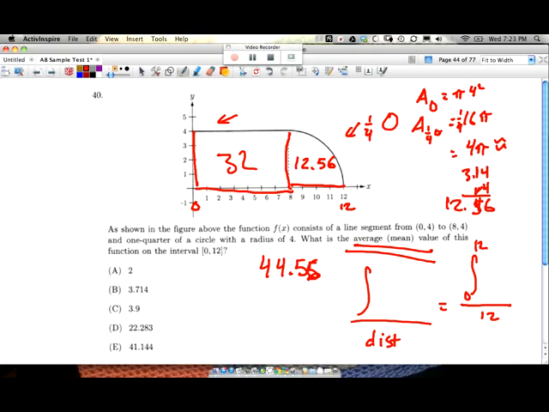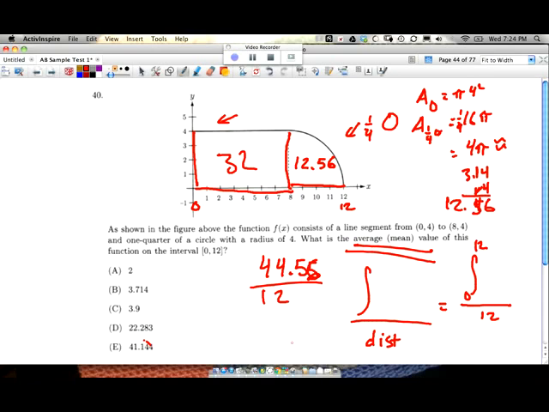And some people might be thinking, well, but that's not the answer. And this 41 is kind of close, but then we got to divide that by 12. So I can almost look at this and kind of guess what the average value is. I feel like I'm missing something. Well, let's see if we can calculate this. The integral from 0 to 12, and then we're dividing by 12. Let's see what we can get.